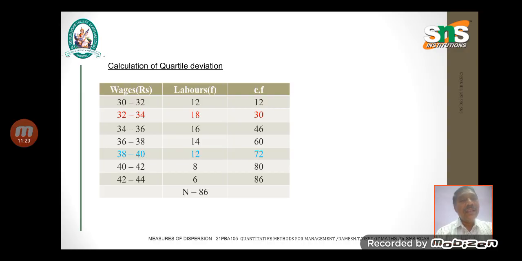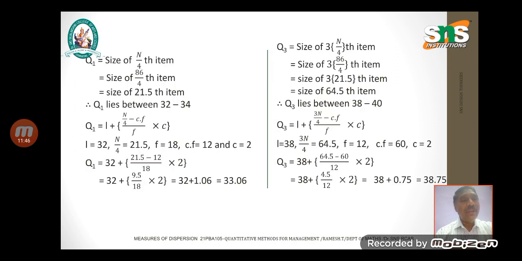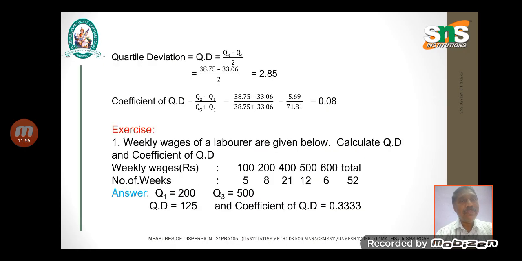And what is CF? CF is the cumulative frequency just above the third quartile interval. So here 38 to 40 is the quartile class interval. Its corresponding frequency is 12 and the cumulative frequency above it is 60. And what is L? The lower limit of the third quartile, that is equal to 38. What is the length C? C is 40 minus 38, that is equal to 2. Okay, we take all the values and put them in the formula: 38 plus (64.5 minus 60) by 12 into 2. After reducing, we get the value 38.75.